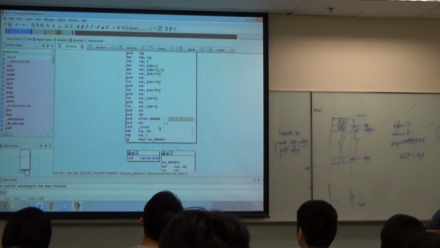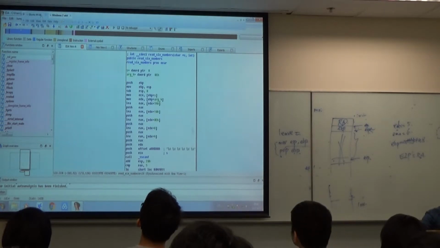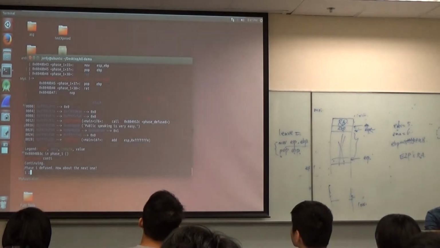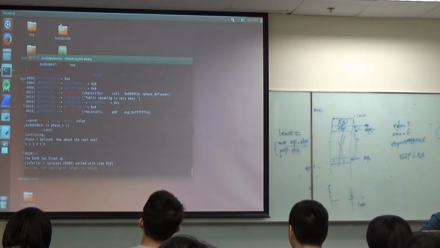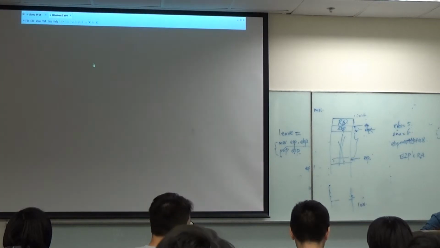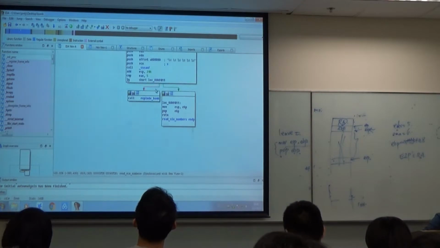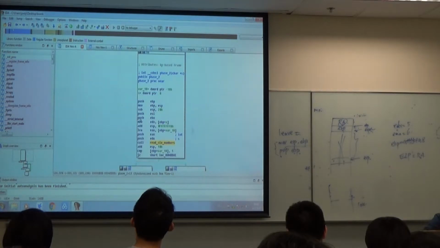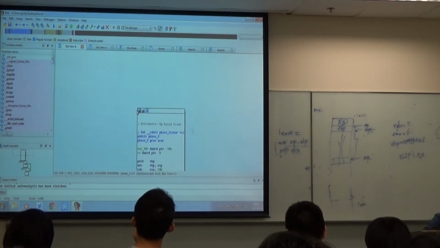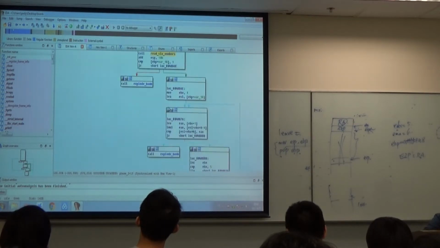Right. Okay, let's just randomly input 6 integers. 1, 2, 3, 4, 5, 6. Well, okay. We set a breakpoint at phase 2. Okay, we'll set a breakpoint at phase 2 and read 6 numbers to see what's going on.